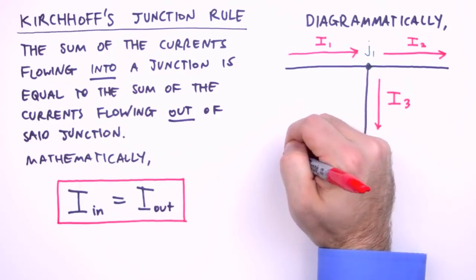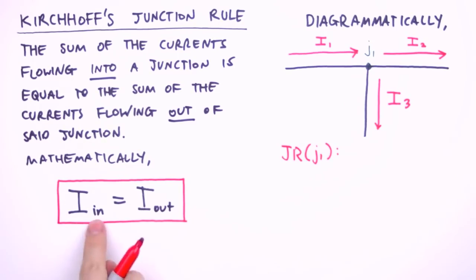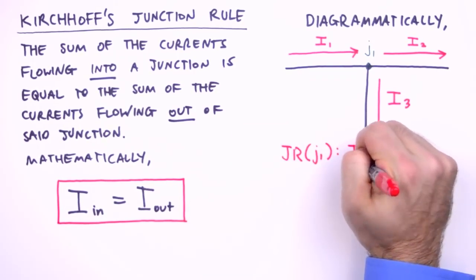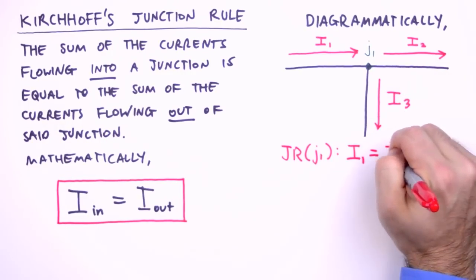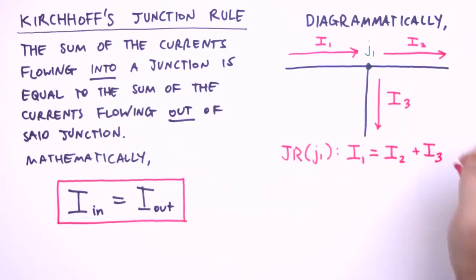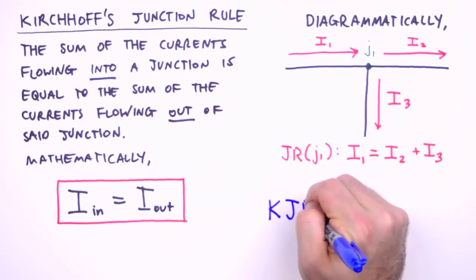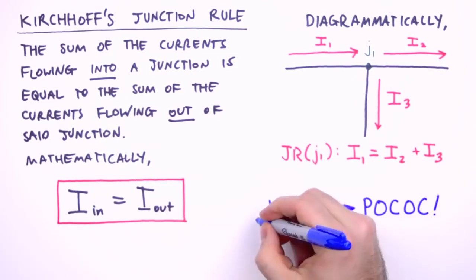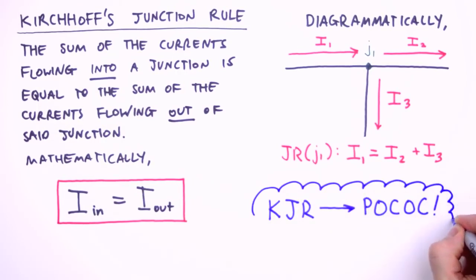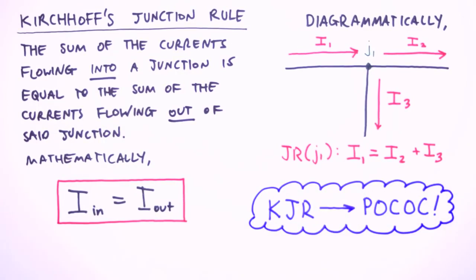So applying the junction rule to J1, we have current in, that's just I1, equals current out, which is I2 plus I3. And that's it. That's how the junction rule is applied to a junction. Before we move on, I'm impelled to point out that Kirchhoff's junction rule is just a consequence of a more physically significant principle, namely the principle of conservation of charge. So we can sort of think of J1 as a fork in the road where the charges either continue traveling to the right or turn and move downward.